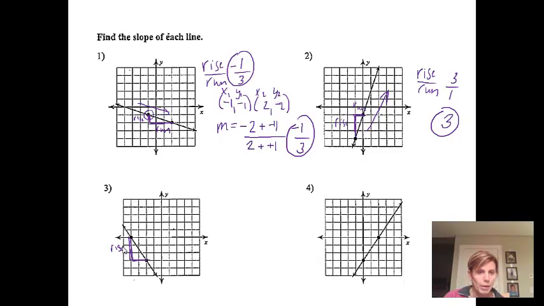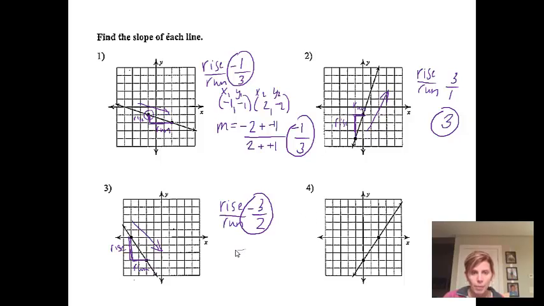I'm going to label my rise and my run, and right over here I'm going to write rise over run, and then I'm going to count my rise. It's 1, 2, 3 squares, and then my run is 2 squares. And then I do notice that if I'm starting at the left and working to the right, I have to go down, so my slope is going to be a -3/2.